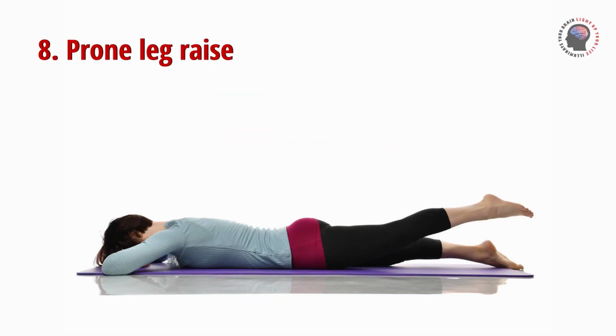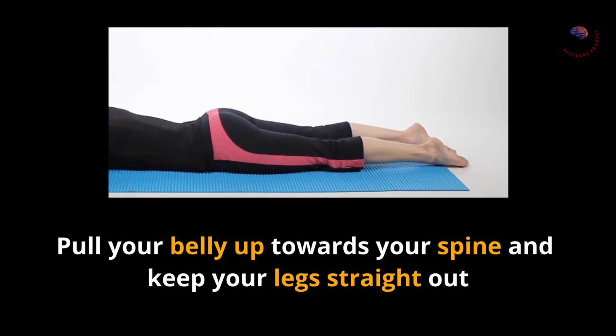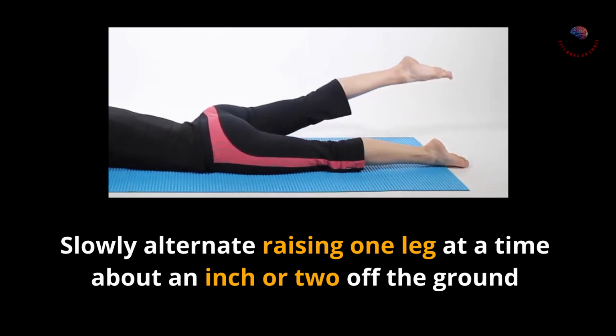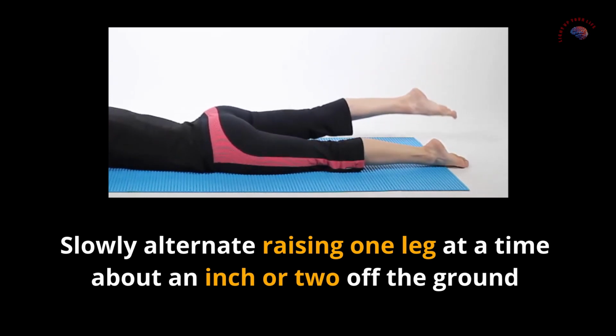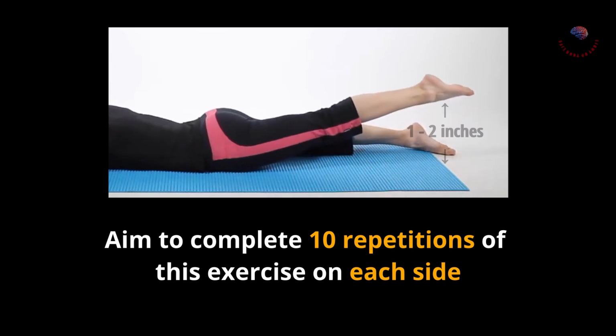Prone leg raise. Lie on your stomach, with your forehead resting on your hands. Pull your belly up towards your spine, and keep your legs straight out. Slowly alternate raising one leg at a time, about an inch or 2 off the ground. Aim to complete 10 repetitions of this exercise on each side.